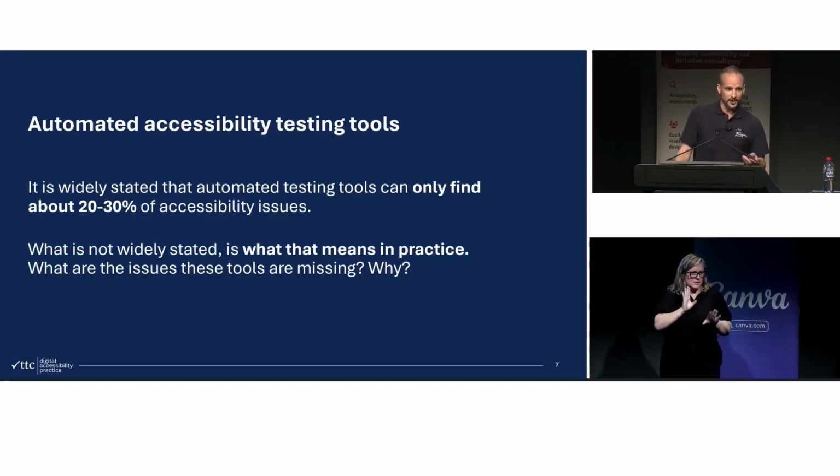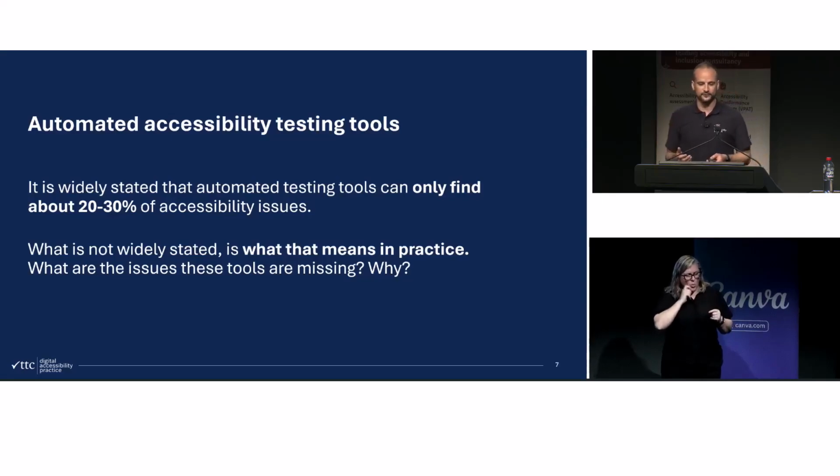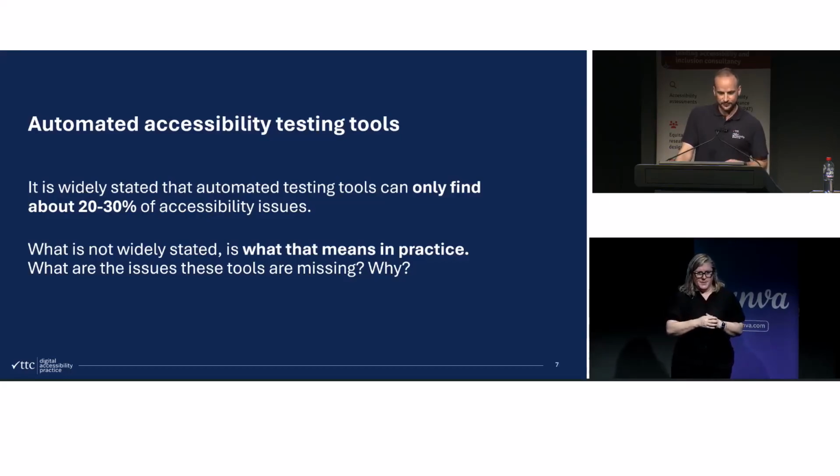A statement you've probably heard is that automated testing tools will find around 20 to 30% of accessibility issues. While that's widely stated, what isn't as widely stated is what that actually means in practice. What are the issues that these tools can find, and what issues are they actually missing? It just gets bandied around as a number a lot of the time. So I want to put a little bit of substance behind that statement and the numbers, and maybe even have a think about where that number comes from.